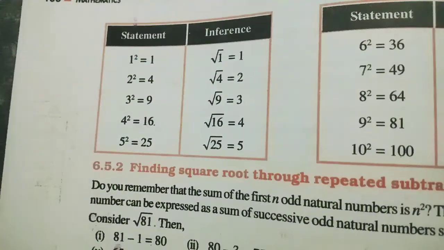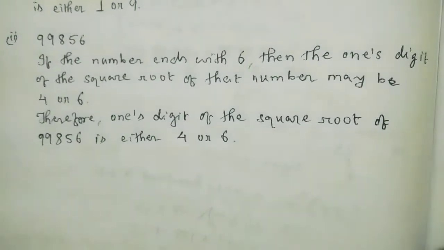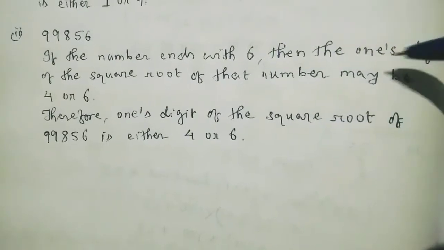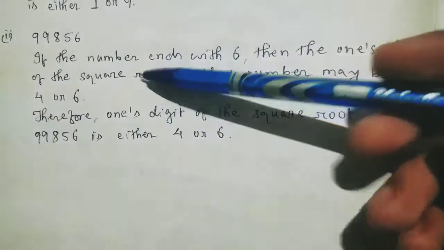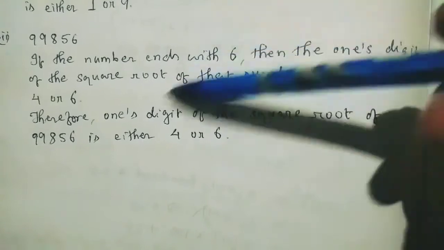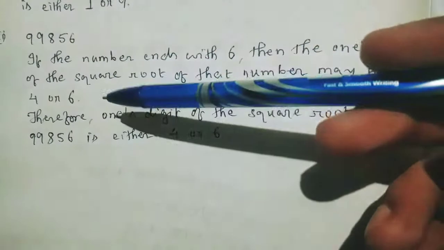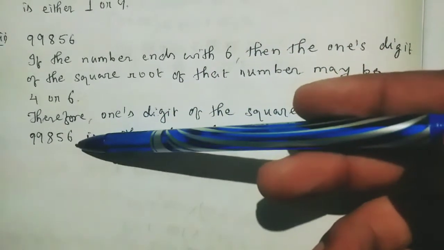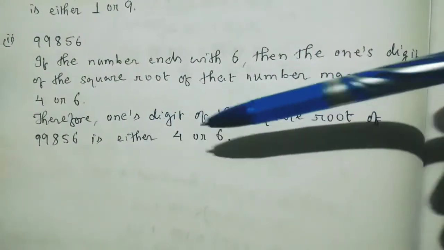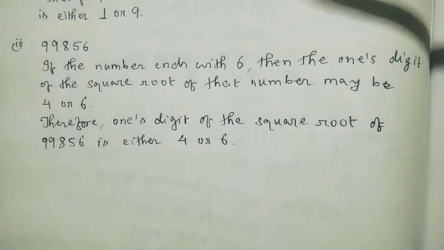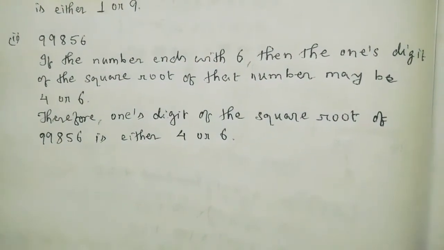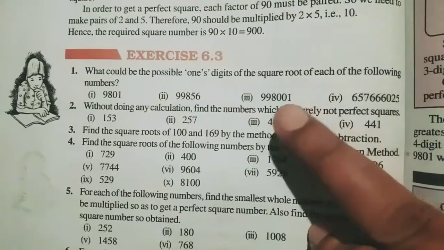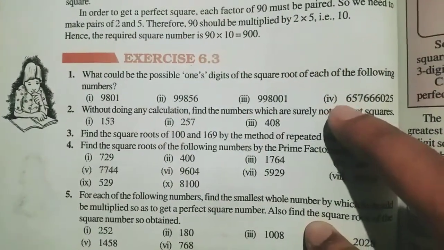Now how to write it? You can write like this: if a number ends with 6, then the ones digit of the square root of that number may be 4 or 6. Therefore the ones digit of the square root of 99856 is either 4 or 6. Understood? This is the reason, this is the answer to this question. I hope you have understood how to solve this question. Questions number 3 and 4 are your homework.